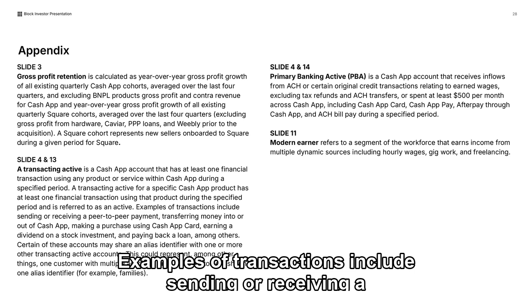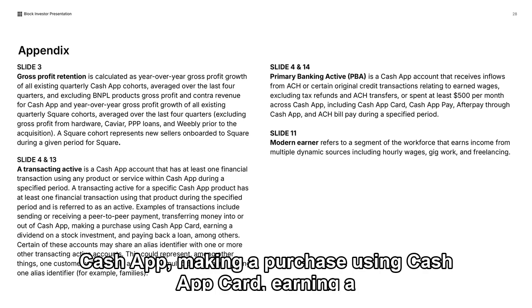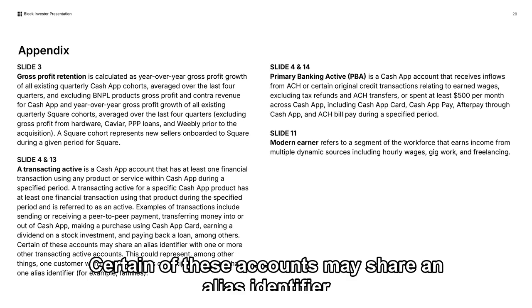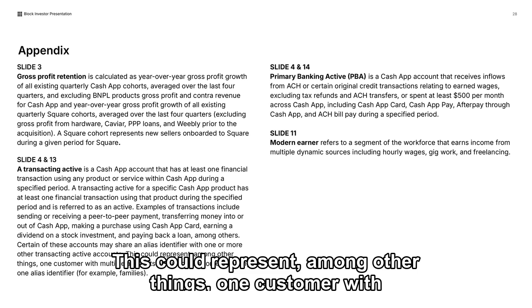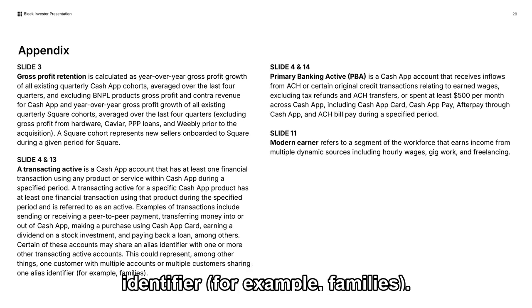Examples of transactions include sending or receiving a peer-to-peer payment, transferring money into or out of Cash App, making a purchase using Cash App Card, earning a dividend on a stock investment, and paying back a loan, among others. Certain of these accounts may share an alias identifier with one or more other transacting active accounts. This could represent, among other things, one customer with multiple accounts or multiple customers sharing one alias identifier, for example, families.